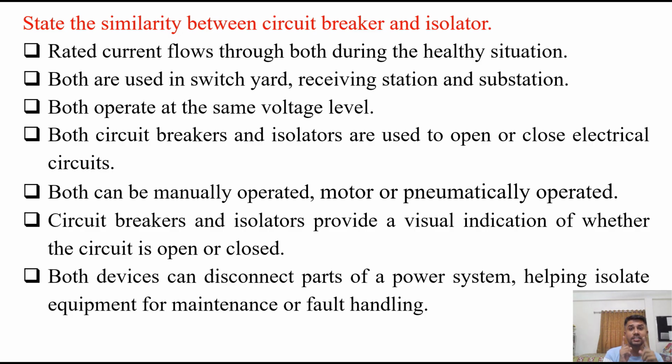They both operate at the same voltage level. Both circuit breakers and isolators are used to open or close electrical circuits. Both can be manually operated, motor or pneumatically operated. Circuit breakers and isolators provide a visual indication of whether the circuit is open or closed. Both these devices can disconnect part of a power system, helping isolate equipment for maintenance or for fault handling. So these are several points of similarity between the circuit breaker and isolator.